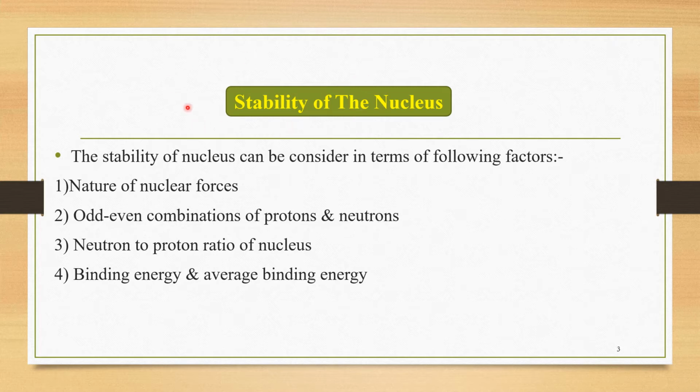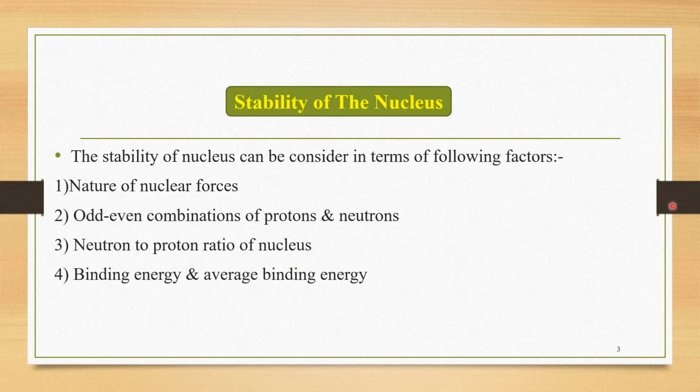This type of stability of the nucleus has some supportive parameters. So we have to study all these parameters or factors which make the nucleus stable. The stability of the nucleus can be considered in terms of the following factors. So these four important factors we have to study. First one is nature of nuclear forces. Second is the odd-even combinations of protons and neutrons. The third one is neutron to proton ratio of nucleus. And the fourth one is binding energy and average binding energy.